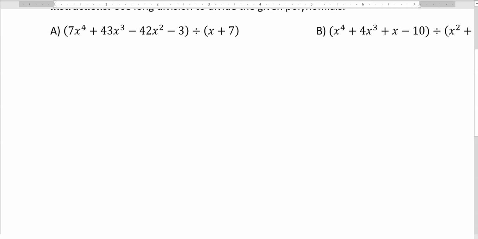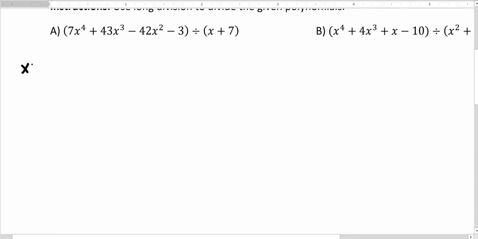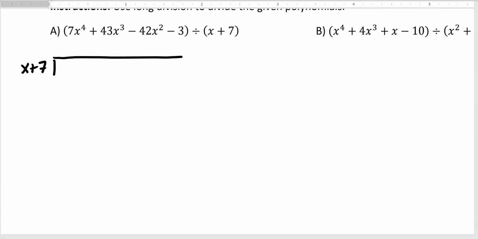So to get this set up, of course, our divisor goes on the outside. Our dividend goes inside. So notice here our dividend is missing a term, so I want to be sure to give it that space. I'll say plus 0x and then minus 3. There we go. Now remember, it's only the first terms we're concerned with.